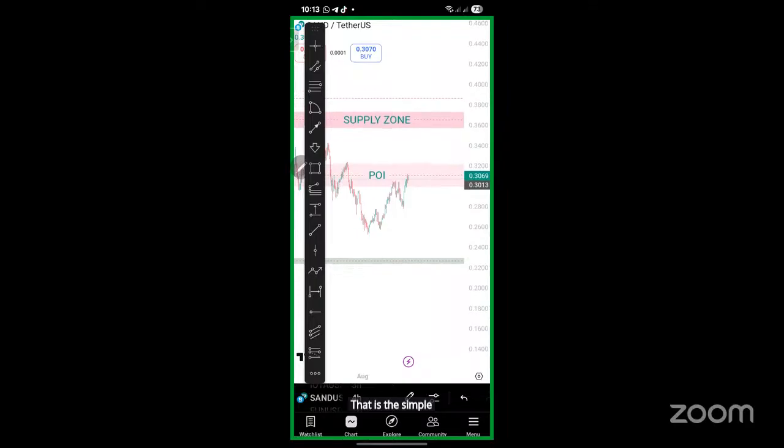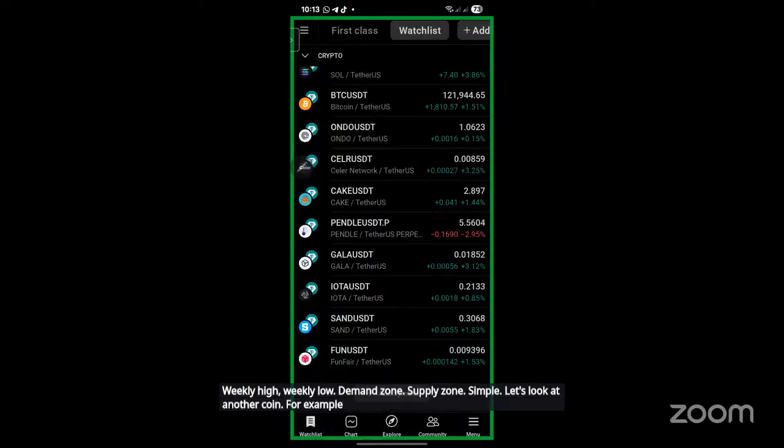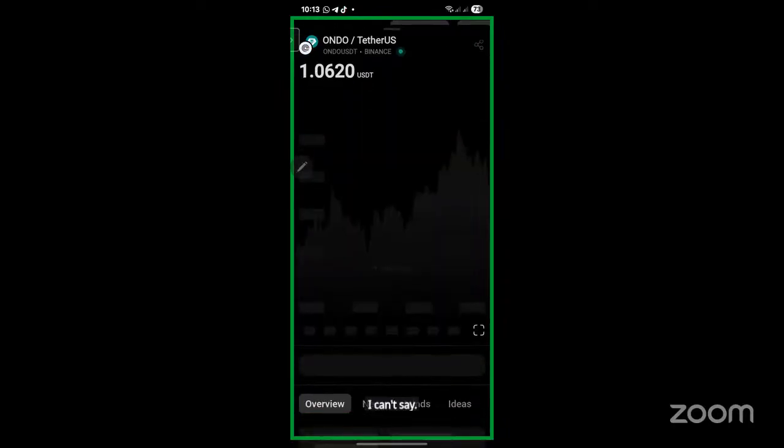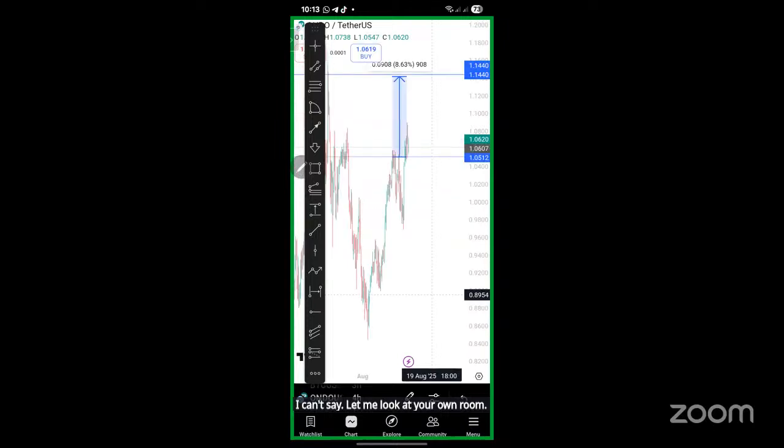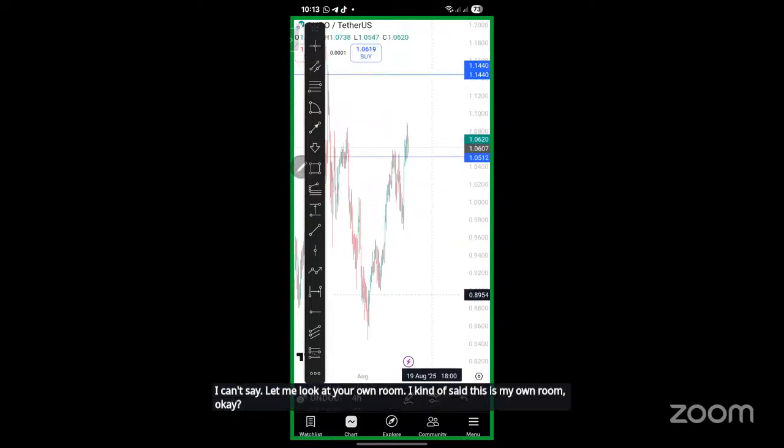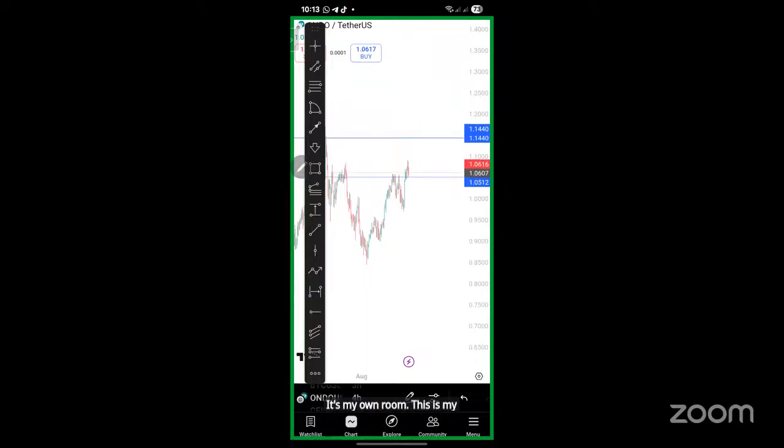As per now, we are going to look at swing daily high, daily low, weekly high, weekly low, demand zone, supply zone. Simple. Let's look at another coin. For example, let me look at Ondo. This is my Ondo.